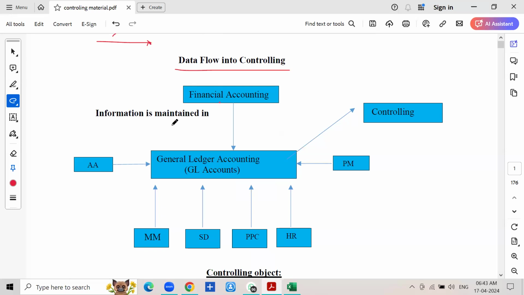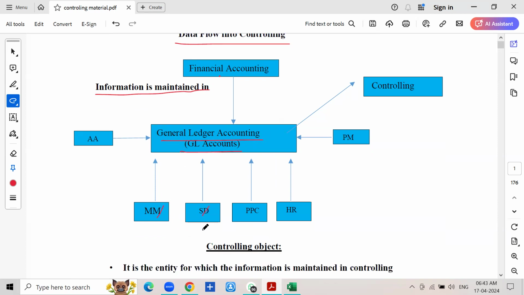So in financial accounting, we maintain the information of expenses and revenues in the general ledger accounting, right? The general ledger accounting is called the main ledger, and all other modules of SAP are integrated with the general ledger, and the sub-modules of FI are also integrated with the general ledger. Here, the general ledger is integrated with materials management, sales and distribution, production planning and control, HR, plant maintenance, and asset accounting. So we have seen how asset accounting is integrated with the general ledger through reconciliation accounts, right?